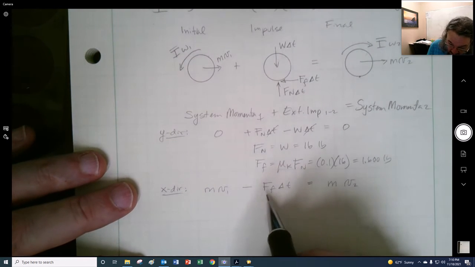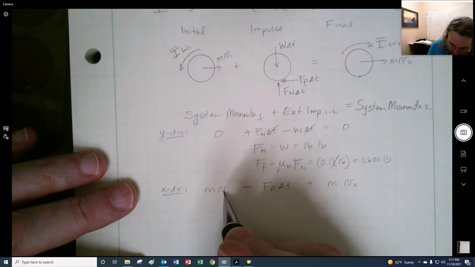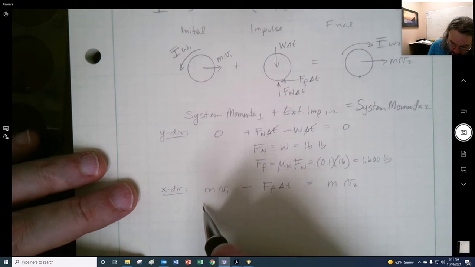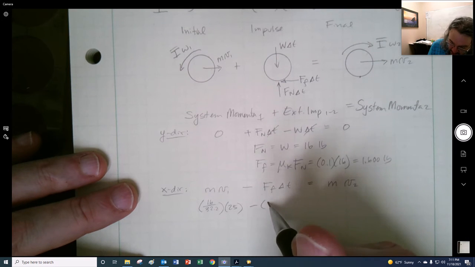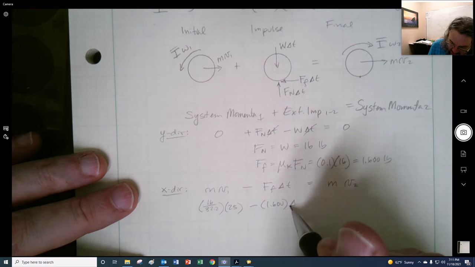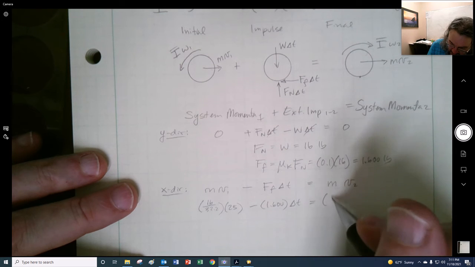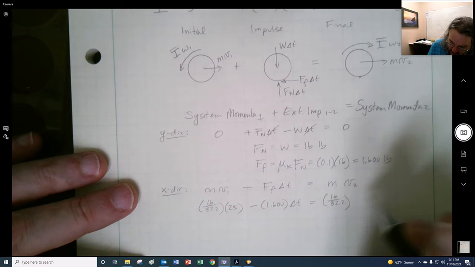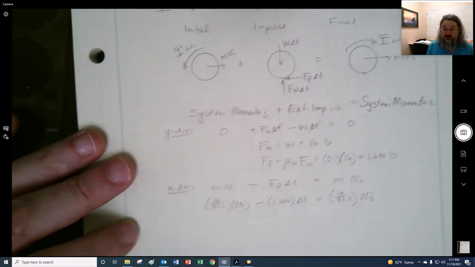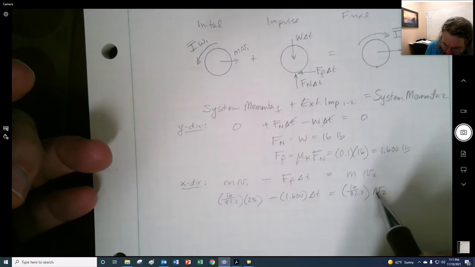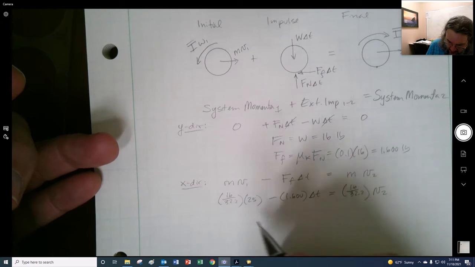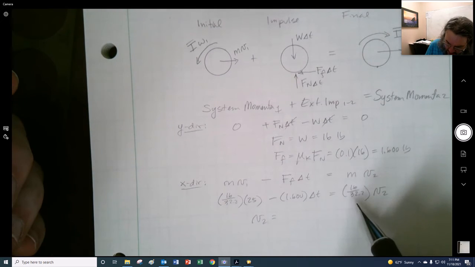So we don't know this time yet, but we do know a couple of these things. So the mass is going to be 16 divided by 32.2. The velocity is 25. The friction force is 1.6. Delta t is something we're going to want to find out. We have our 16 divided by 32.2, and then we have this unknown velocity 2, right? So let's start with the velocity.